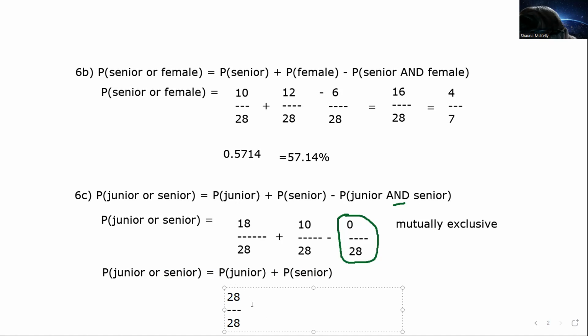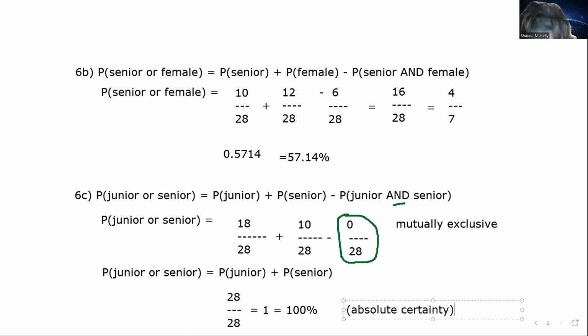So this equals 1, which equals 100%. Now, that, if you remember, is an absolutely certain event. So this means that this is absolute certainty, which doesn't usually happen, but it does here. Because you've included the whole sample space. Now, these are just a couple of extra notes for you with that particular one.